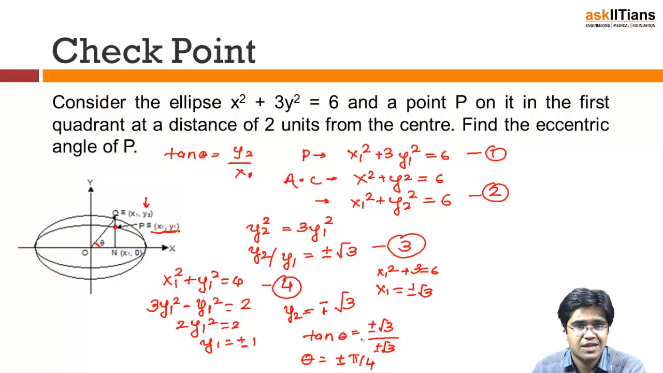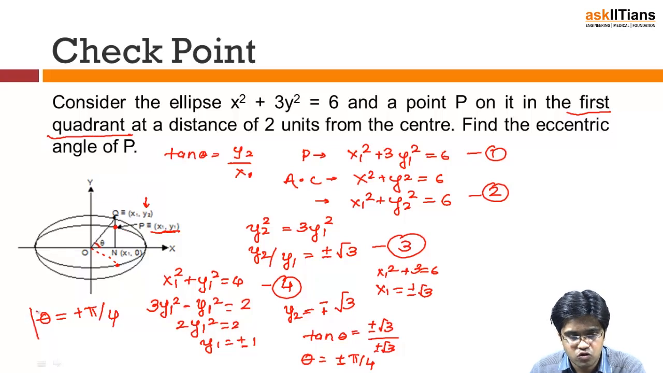That means there are two such eccentric angles possible. But we need eccentric angle in first quadrant. That means we are going to eliminate this negative sign and our answer is theta is equals to plus pi by 4 only. There can be one more angle possible, na? But it's not in the first quadrant. It's already written that we need it in first quadrant. So based upon first quadrant, we need only theta equals to pi by 4.